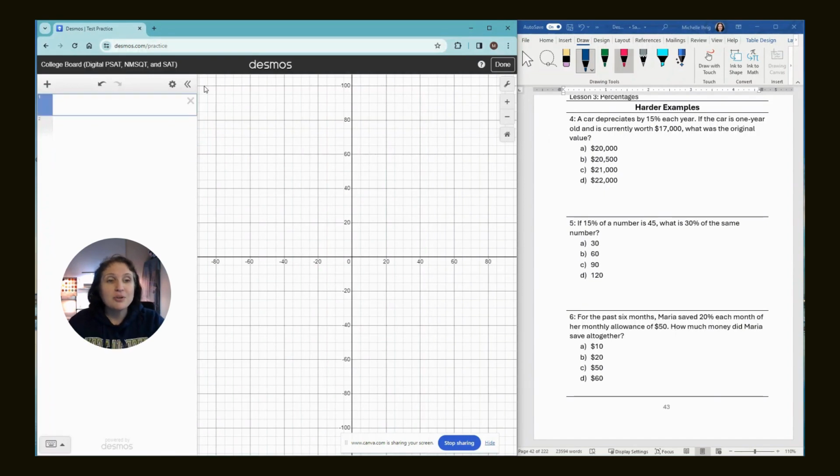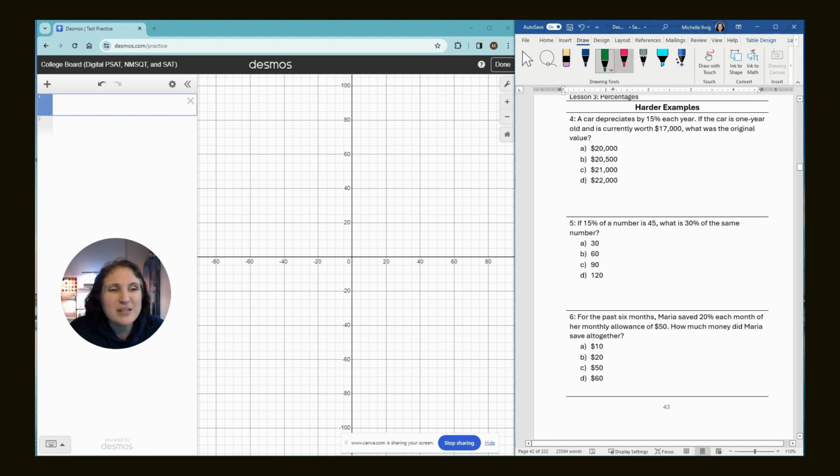A car depreciates by 15% a year. Depreciates means it goes down. If the car is 1 year old and is currently worth $17,000, what was it originally worth? So we have to do the backwards thing again. We have percent over 100 equals the is over of. So we know it's currently 17,000, but we don't know the original.